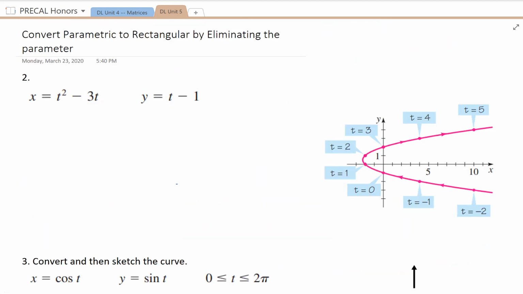For our next example, we're going to convert parametric to rectangular by eliminating the parameter. It helps to find ways to write one in terms of the other using some sort of substitution or some sort of identity. So I'm going to start off by writing this equation in terms of t.